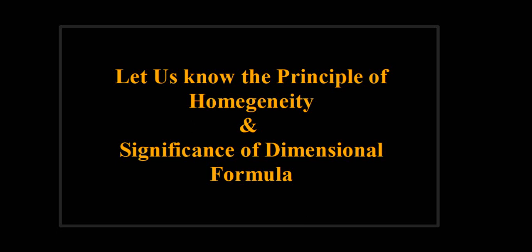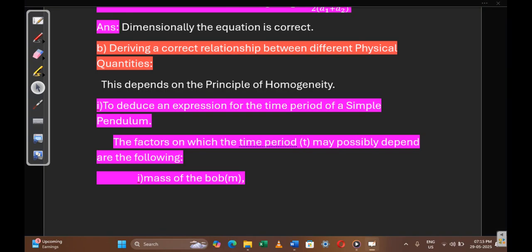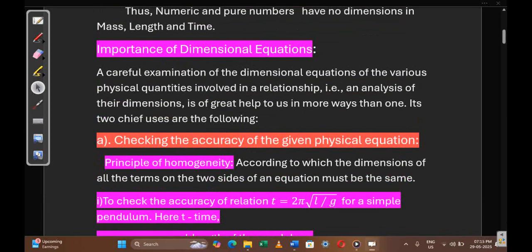In our last class, we discussed the principle of homogeneity and the significance of the dimensional formula. With the help of the dimensional formula, we can check the accuracy of a given equation. Any equation given to us, we can check whether it is correct or not. This depends on the principle of homogeneity.